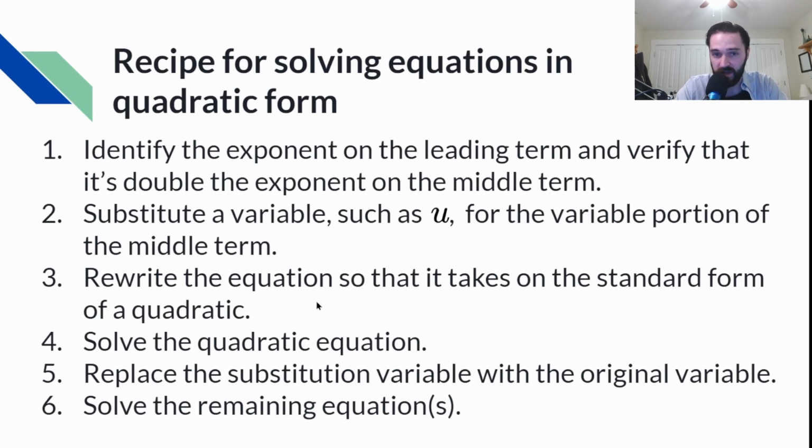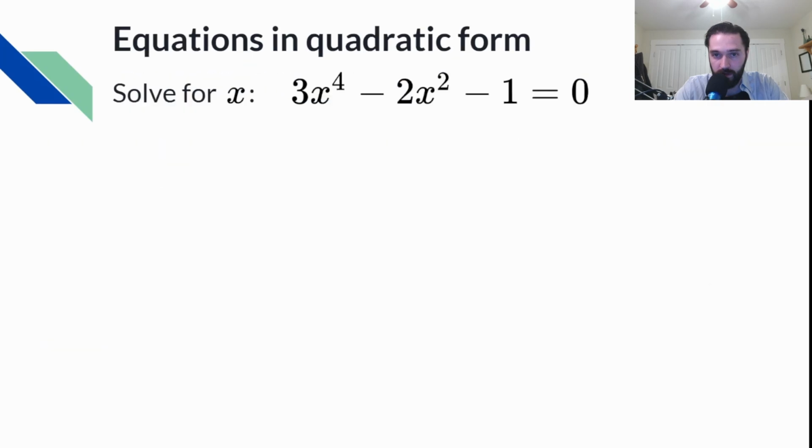We know how to solve quadratic equations in standard form. So the next step is to simply solve. And then we replace the substitution variable with the original variable. So we go back and we retrieve our solutions. And to do that, we need to solve the remaining equations. It could be one equation or two or more. So let's try this out.